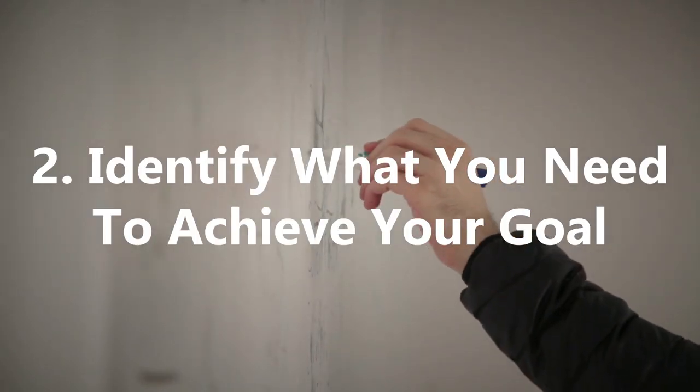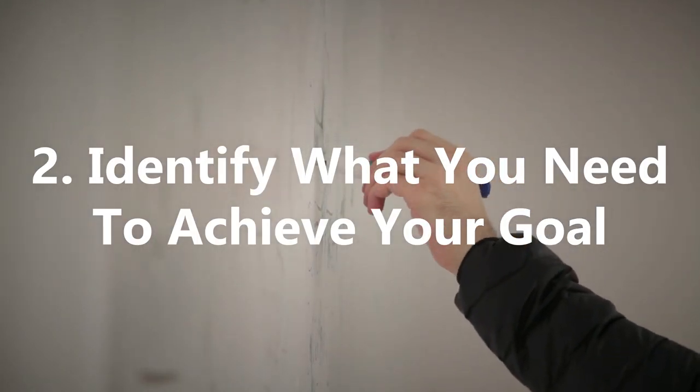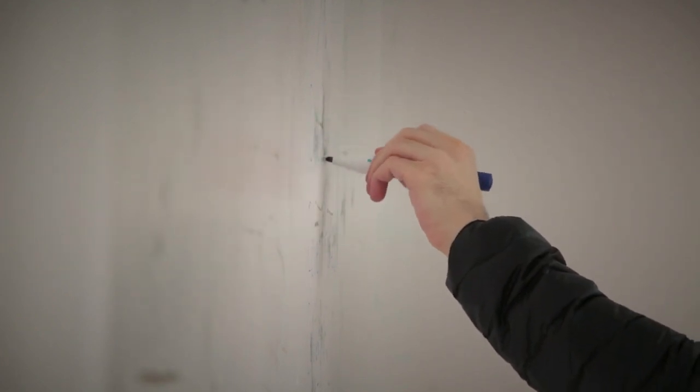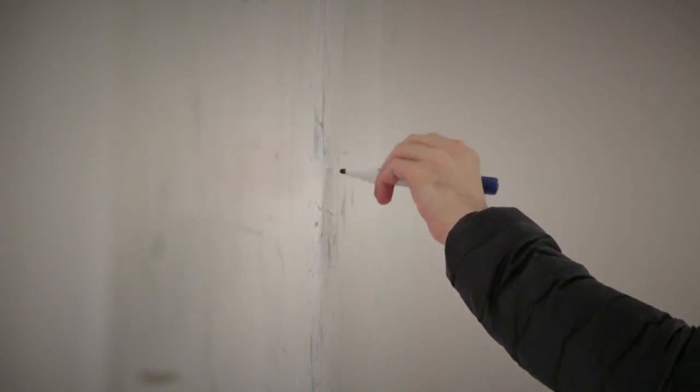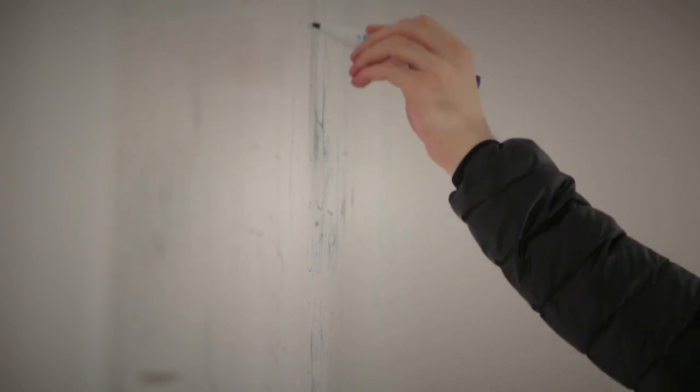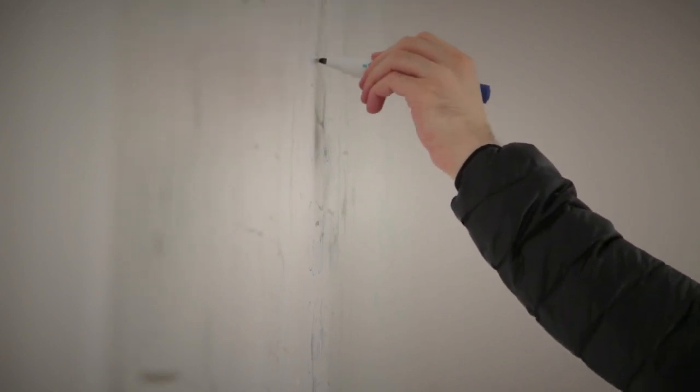Number 2. Identify what you need to achieve your goal. Once you know what you're working towards, you need to identify what you need to achieve to succeed in making your high-level goal a reality. Another way to look at this, consider the milestones you need to reach to get closer to that goal, which can provide guidance on the direction you need to take.